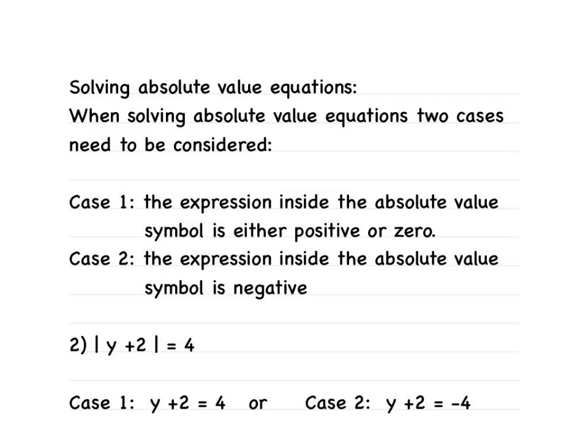When solving absolute value equations, 2 cases must be considered. This is extremely important. You must always consider that there are 2 possibilities when solving absolute value equations. Case number 1 is when the expression inside the absolute value symbol is either positive or 0. And case number 2 is when the expression inside the absolute value symbol is negative.